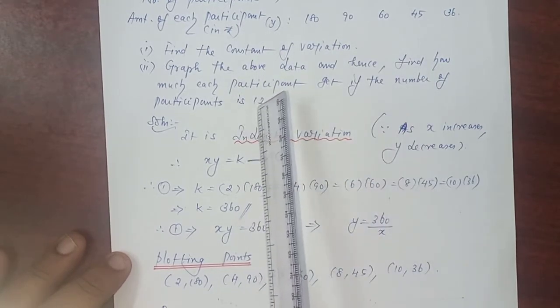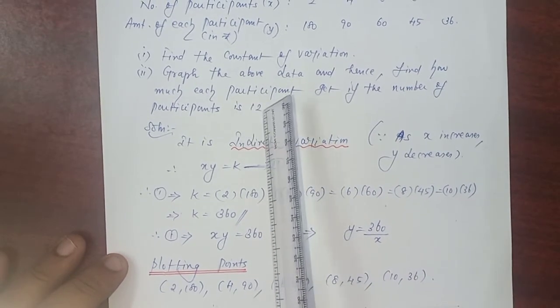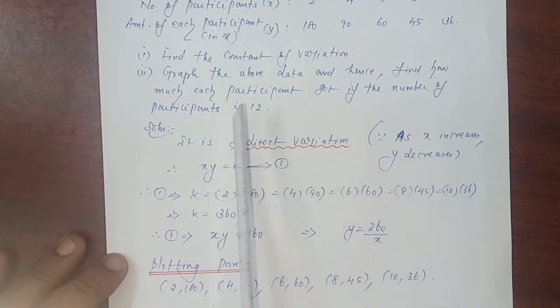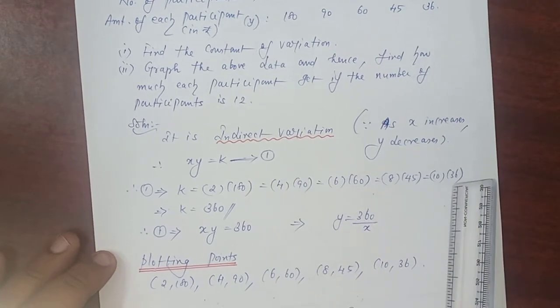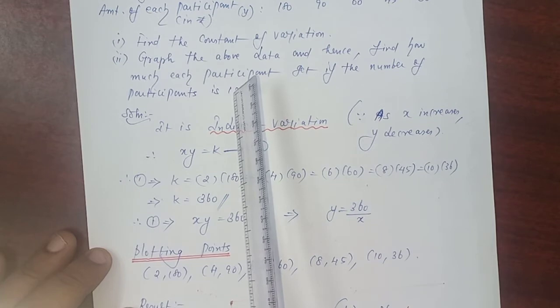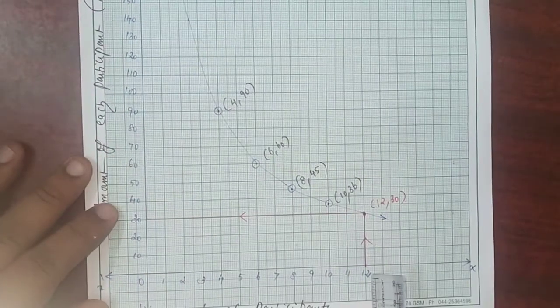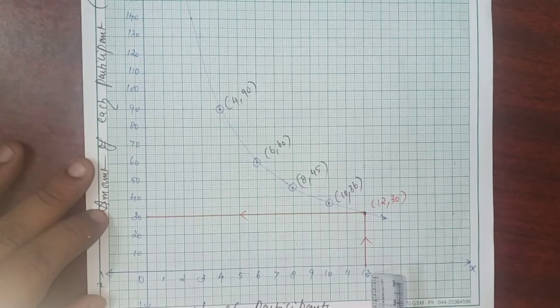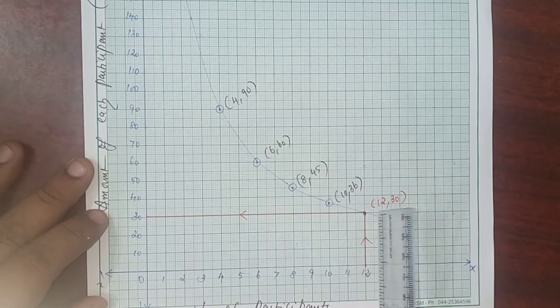Here the number of participants is the x value. The x value is 12, and you are asked to find the y value. What should be multiplied with 12 to get 360? Because the k value is 360, correct? 12 thirties are 360. So 12, 30 is to be plotted on the graph: 12 on the x-axis, 30 on the y-axis.